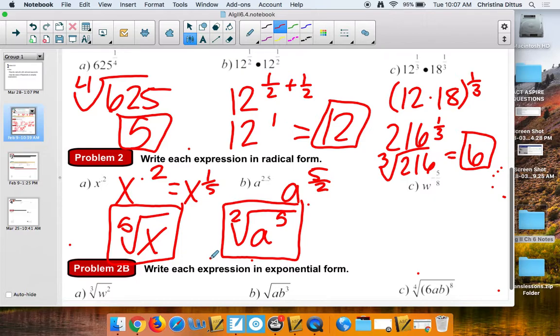Technically, you don't need the 2 there because it's the square root. My base becomes my radicand, and the power stays. So all you're doing is bringing that bottom out as an index.